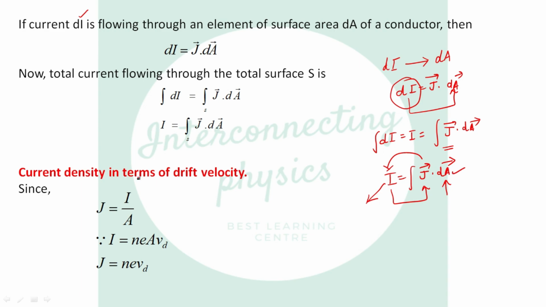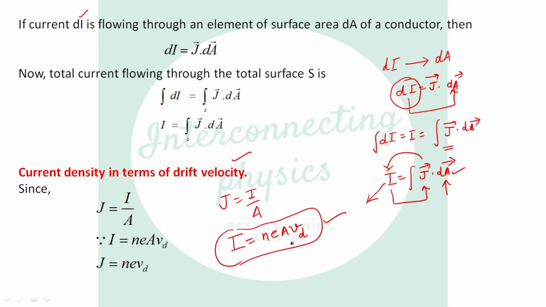Now current density can be written in terms of drift velocity. We know J equal to I divided by A. And the relation between current and drift velocity is I equal to n e A vd. If you want to know this relation, then click on the I button and you will get it. Now when we put this value here, A cancels out with A and J will become n e vd. So this is the required relation between current density and drift velocity.